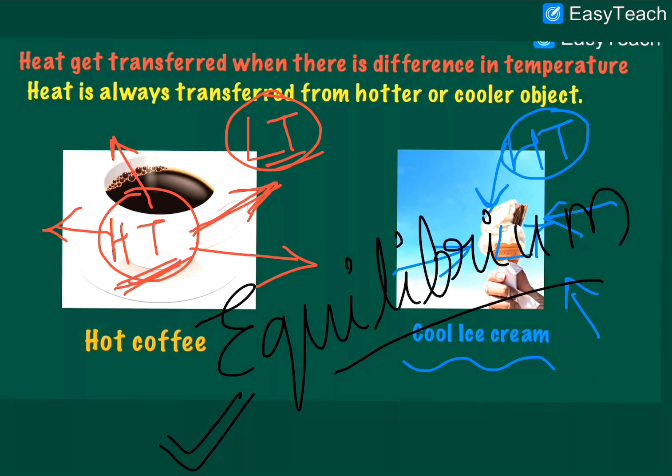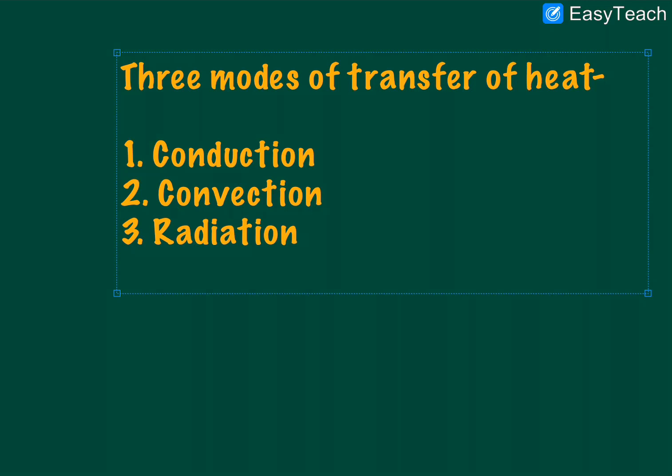So it's very important to know that heat will only get transferred when there is a difference in temperature, and it will only be transferred from the hotter to the cooler object. Once we understand how heat gets transferred from one object to the other, it will be very easy for us to understand the three modes of transfer of heat. They are conduction, convection and radiation.